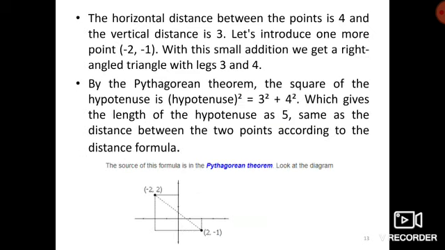Another way to calculate the distance is the Pythagoras theorem. By using the Pythagoras theorem, we can also calculate the distance. Suppose one edge is 3 and the second edge is 4. 3 squared plus 4 squared is equal to 25, and the length of the third edge is 5.